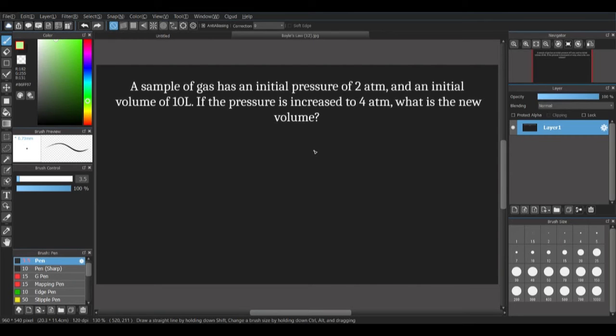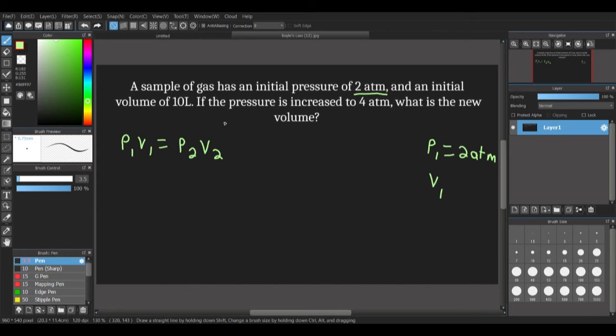For our first example with Boyle's law, we have that a sample of gas has an initial pressure of 2 atmospheres and an initial volume of 10 liters. If the pressure is increased to 4 atmospheres, what is the new volume? So the first thing we're going to do whenever we do a question with Boyle's law is write the formula. P1V1 equals P2V2. And then we're going to go to the side and write what each of those variables stands for. So P1 is our initial pressure, which we are told is 2 atmospheres.